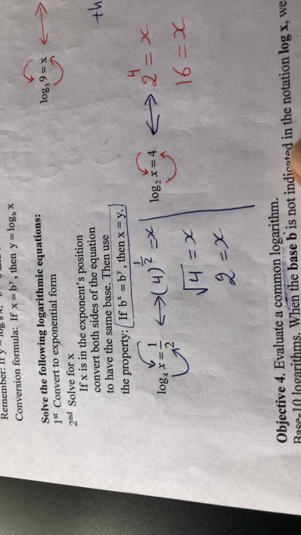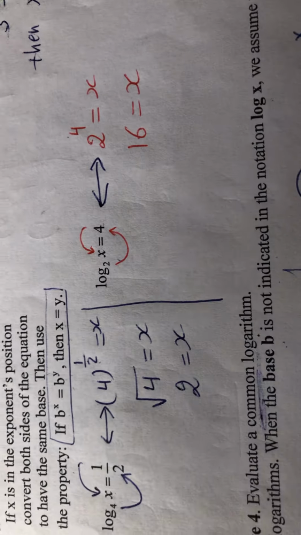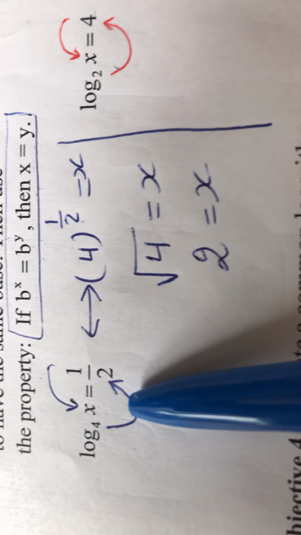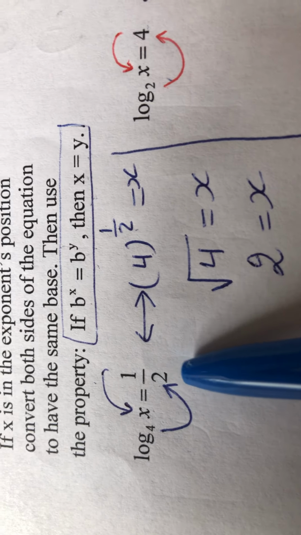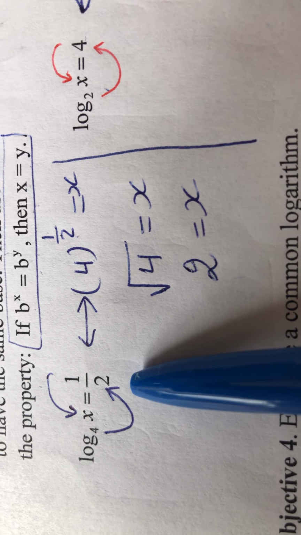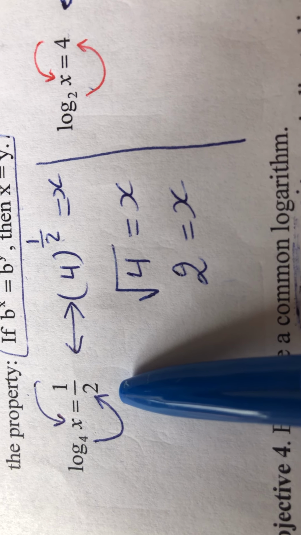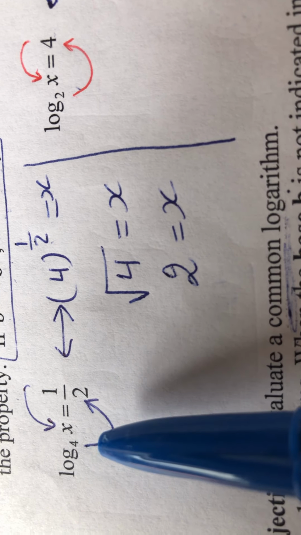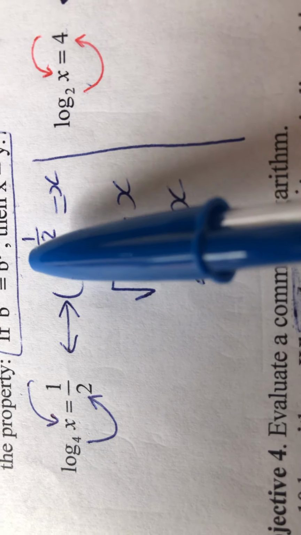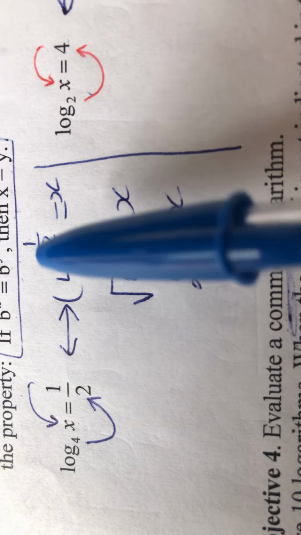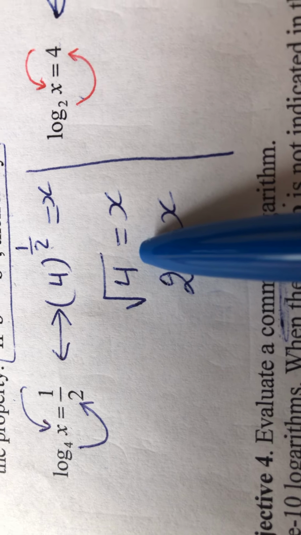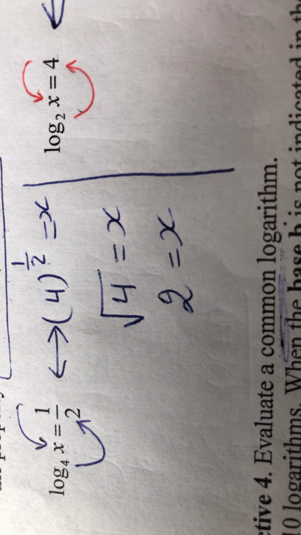Another example. Log with base 4 of x equals 1/2. Now to solve this logarithmic equation, convert to exponential. We start from the base. The base is 4. So 4 to the power 1/2 equals x. And 4 to the power 1/2 is the square root of 4. Square root of 4 is 2, so x equals 2.